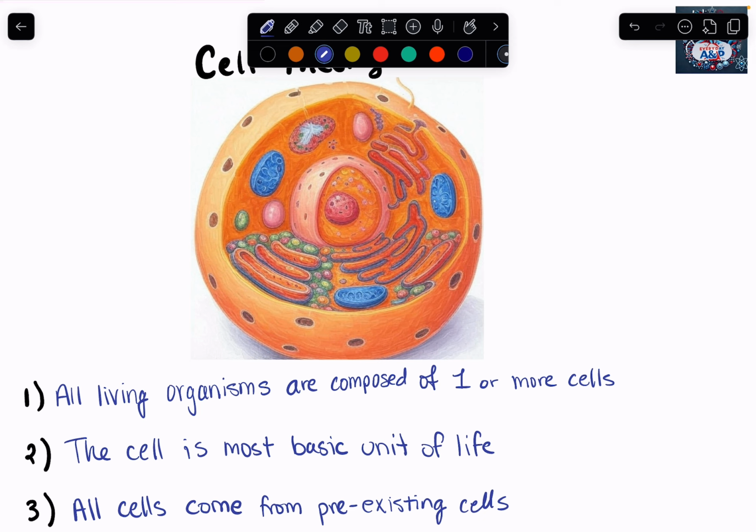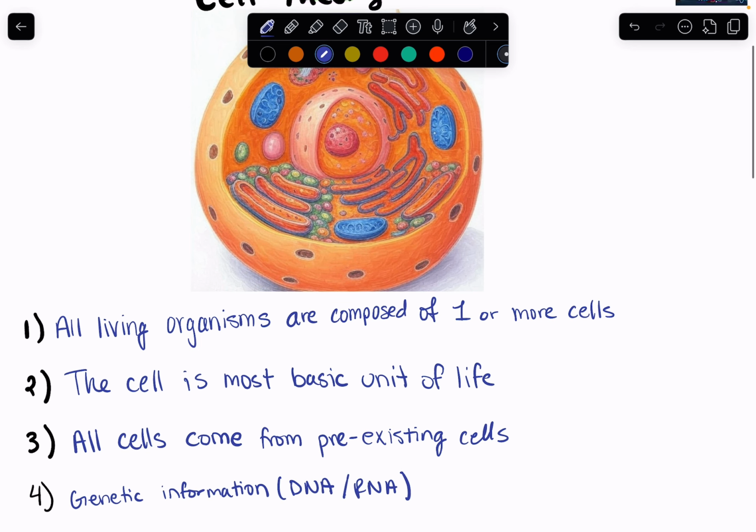But for now, the start is these three proponents, and there is a fourth one that has been loosely added for the modern version of cell theory, and that is that genetic information is encoded by DNA. We know that RNA is also there, and it's transmitted from cell to cell. So again, this is something that we will also be covering when we talk about mitosis and meiosis.